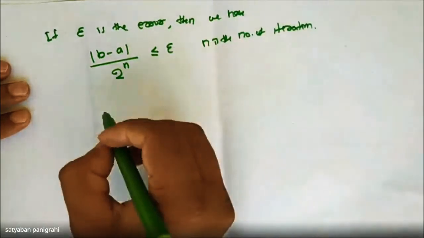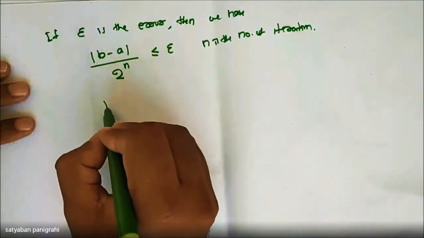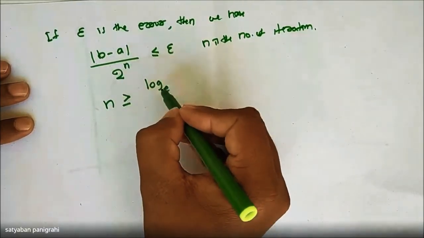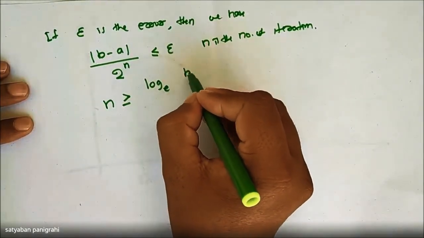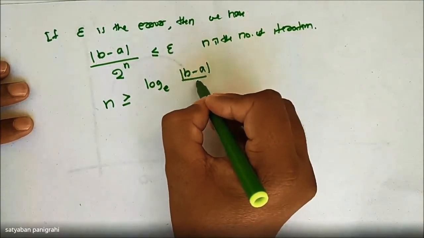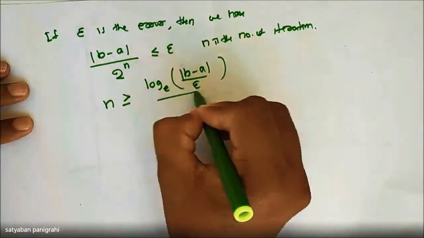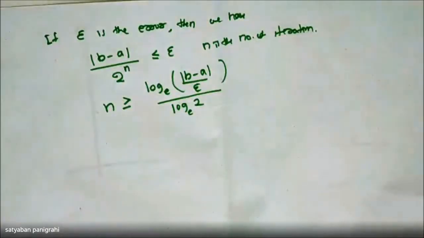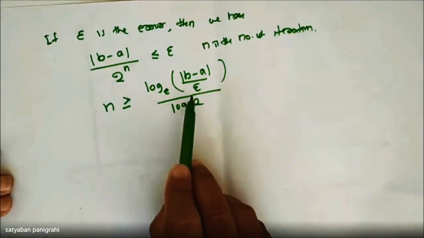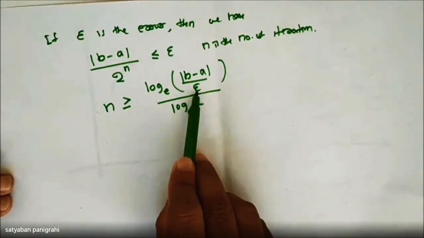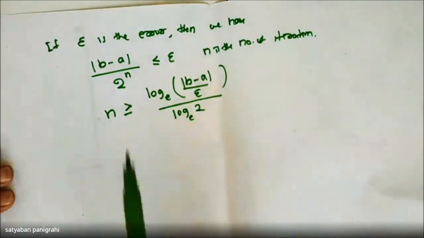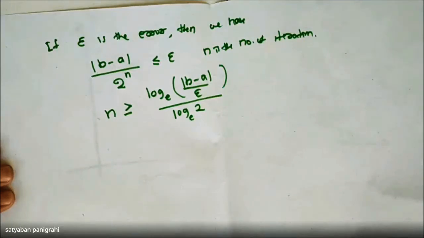So it simply gives n greater than or equal to log base e of (b minus a mod) divided by epsilon, divided by log base e 2. That means if epsilon is my error of tolerance, then how many steps do we have to compute? We have to compute this many steps. This is a 2-mark short question coming in your exam.